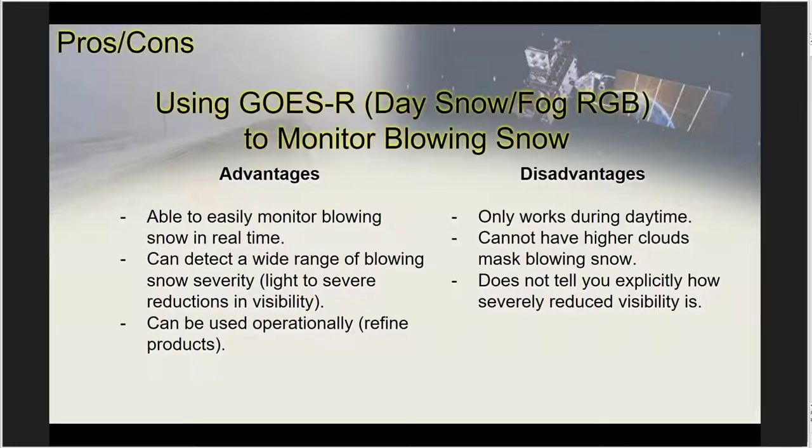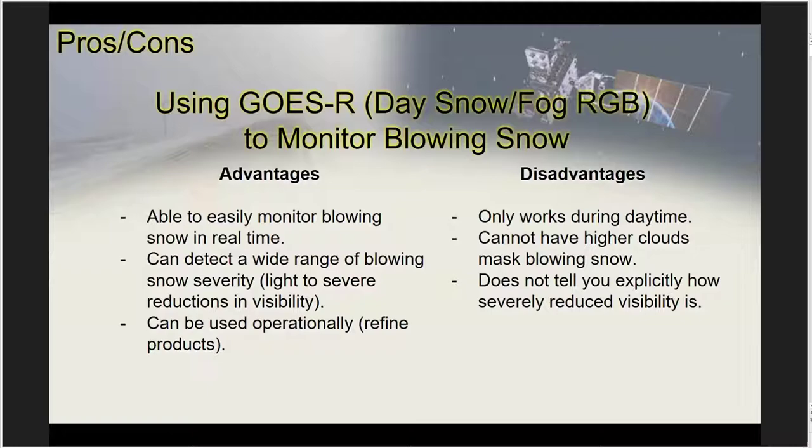So, going over the advantages and disadvantages of using the day snow fog RGB to monitor blowing snow. The main advantage is that you're able to easily monitor blowing snow in real time in a way that we haven't been able to previously. And not only can you detect light reductions all the way to blizzard conditions and reductions of visibility, it can detect that whole wide range of blowing snow. You can put this to use in an operational stance. When used appropriately, it can help refine your products and even your messaging.